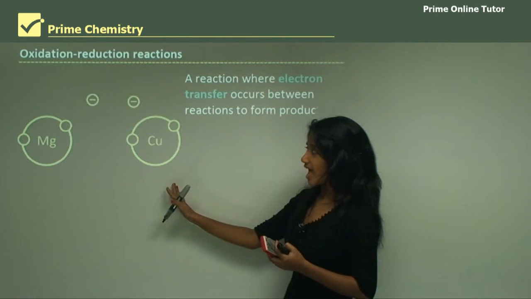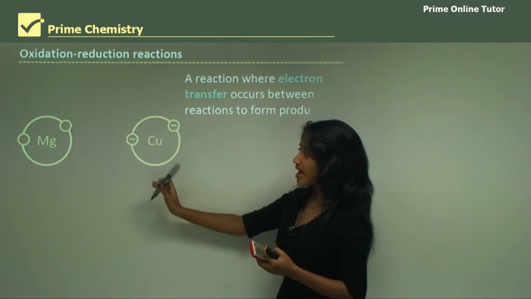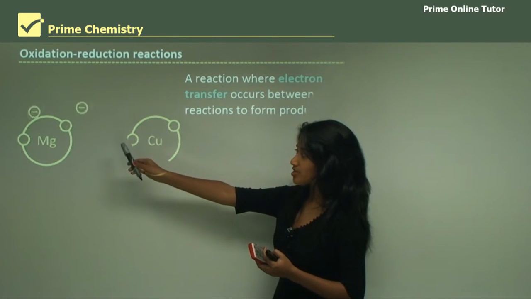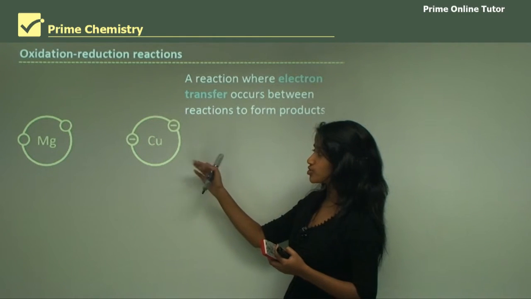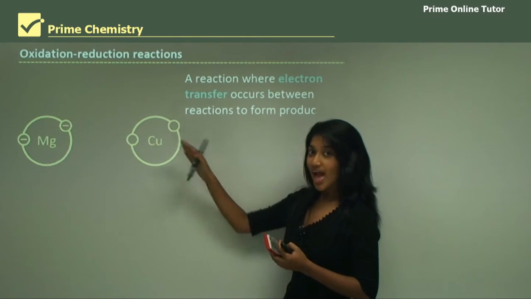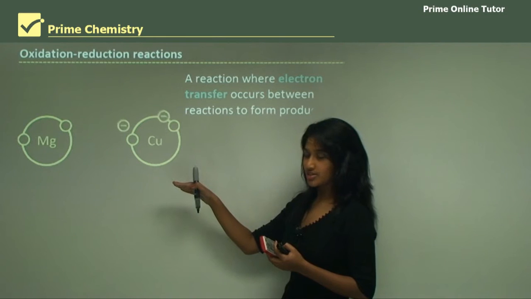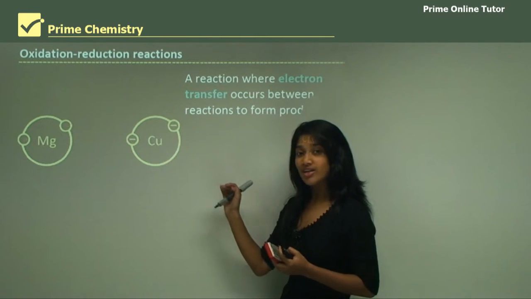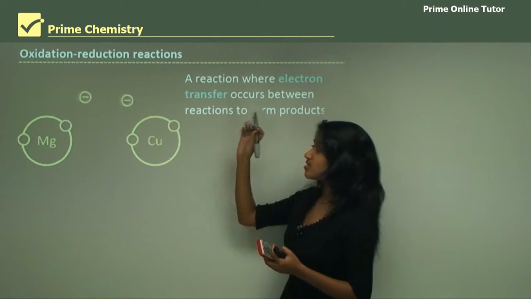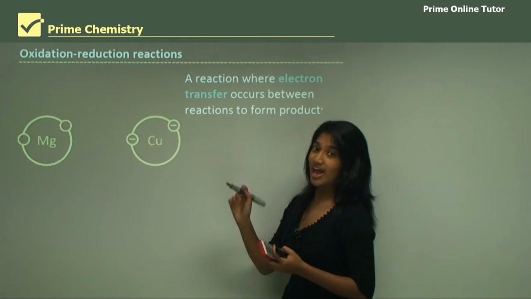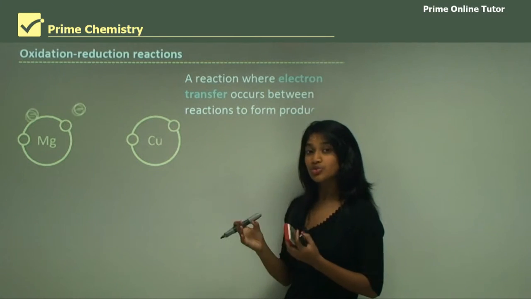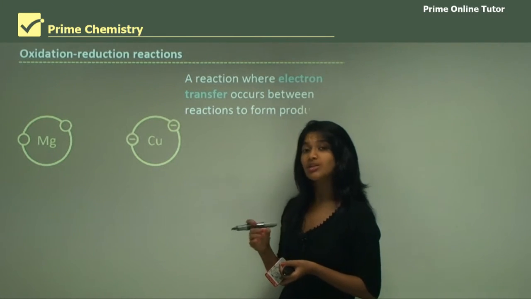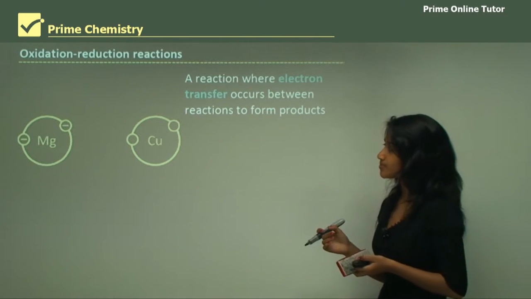Now look at this animation here. We have magnesium. Magnesium has 2 electrons, and those 2 electrons go to the copper, and there's a transfer of electrons. So wherever there's a transfer of electrons, there's an oxidation and a reduction reaction happening. When those two happen simultaneously, we call it a redox reaction.